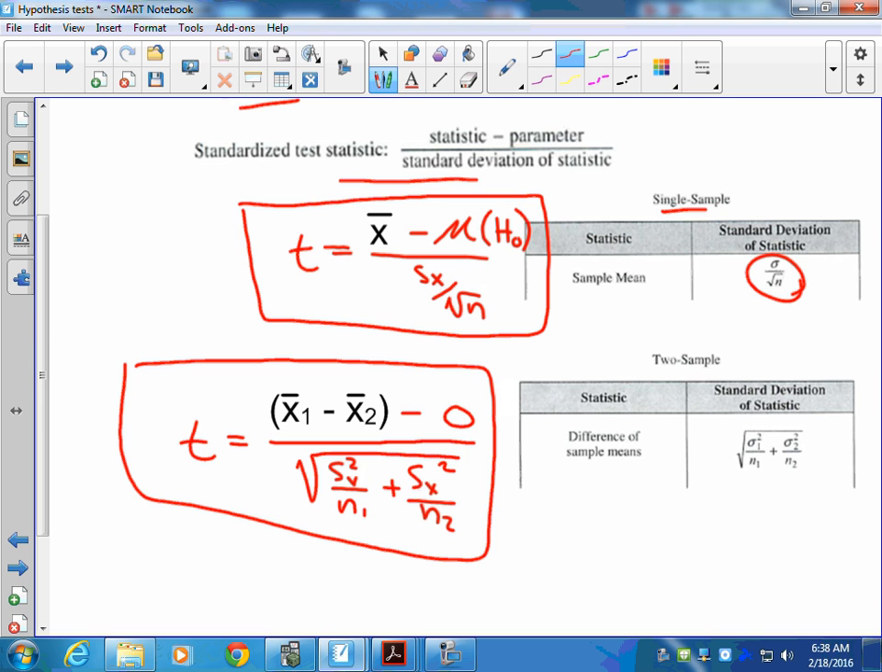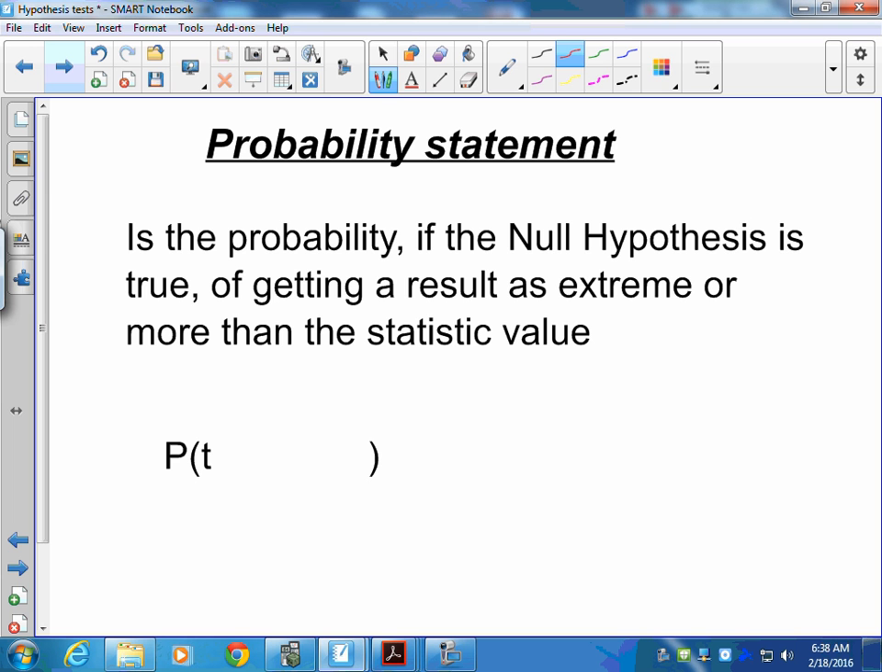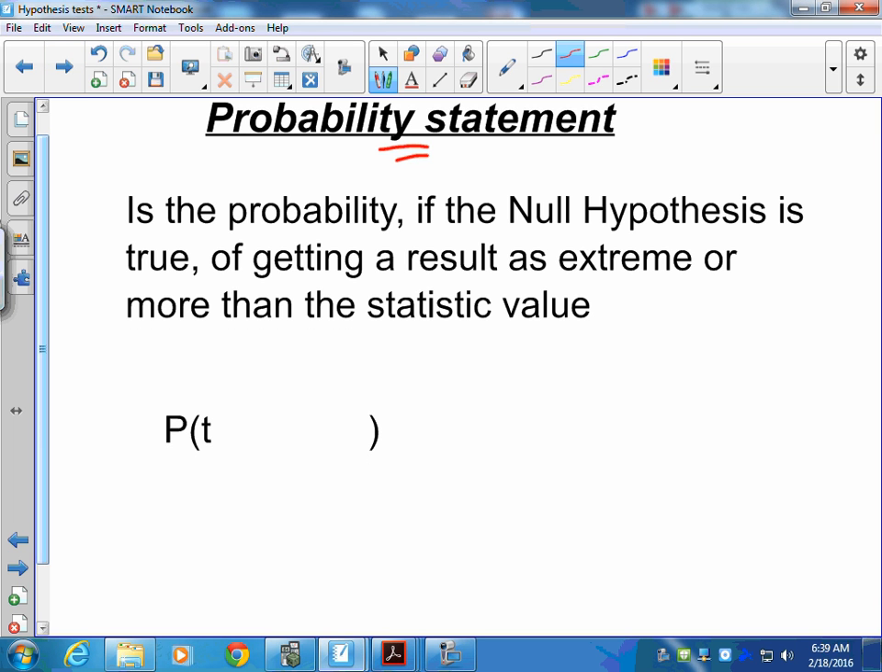Now, once you've found your t-value, the next thing that you have to do is write a probability statement. A probability statement doesn't require much. The calculator is going to do a lot of the work for us, but we want to remember what a probability statement is.